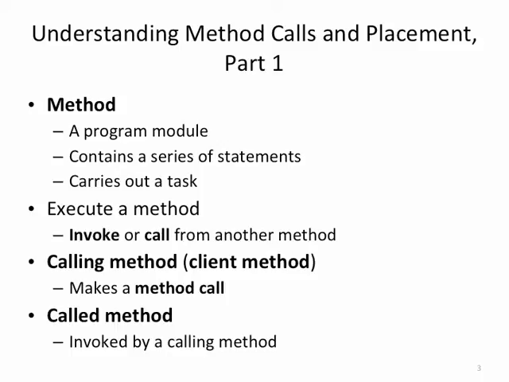To execute a method, we have to call it or invoke it from another method. The first method that runs in Java is the main method. And for this class, all of the methods that we invoke or execute will be called from main. A method can call another method. When a method makes a call, when it invokes another method, we call that the client method. And the called method is the one that is invoked. So if I was asking my daughter to go to the store for me, I would be invoking the go to the store method, and my daughter would be the called method as she goes to the store.